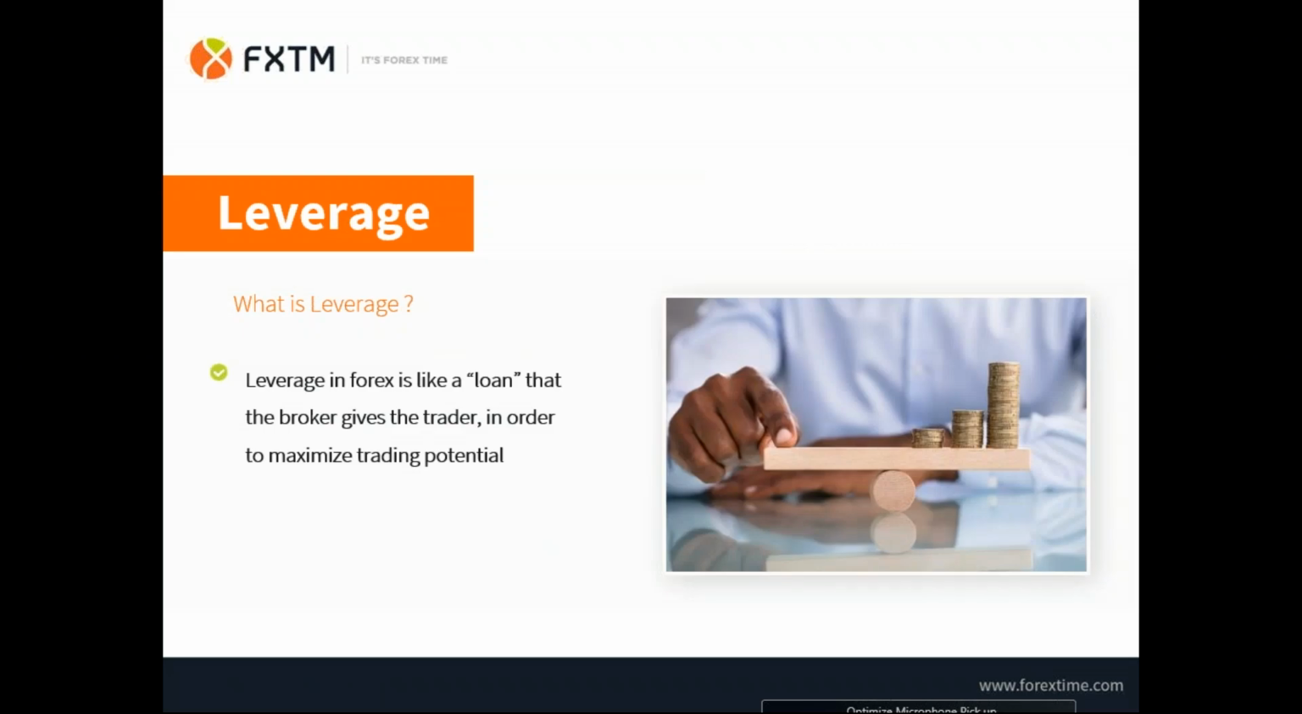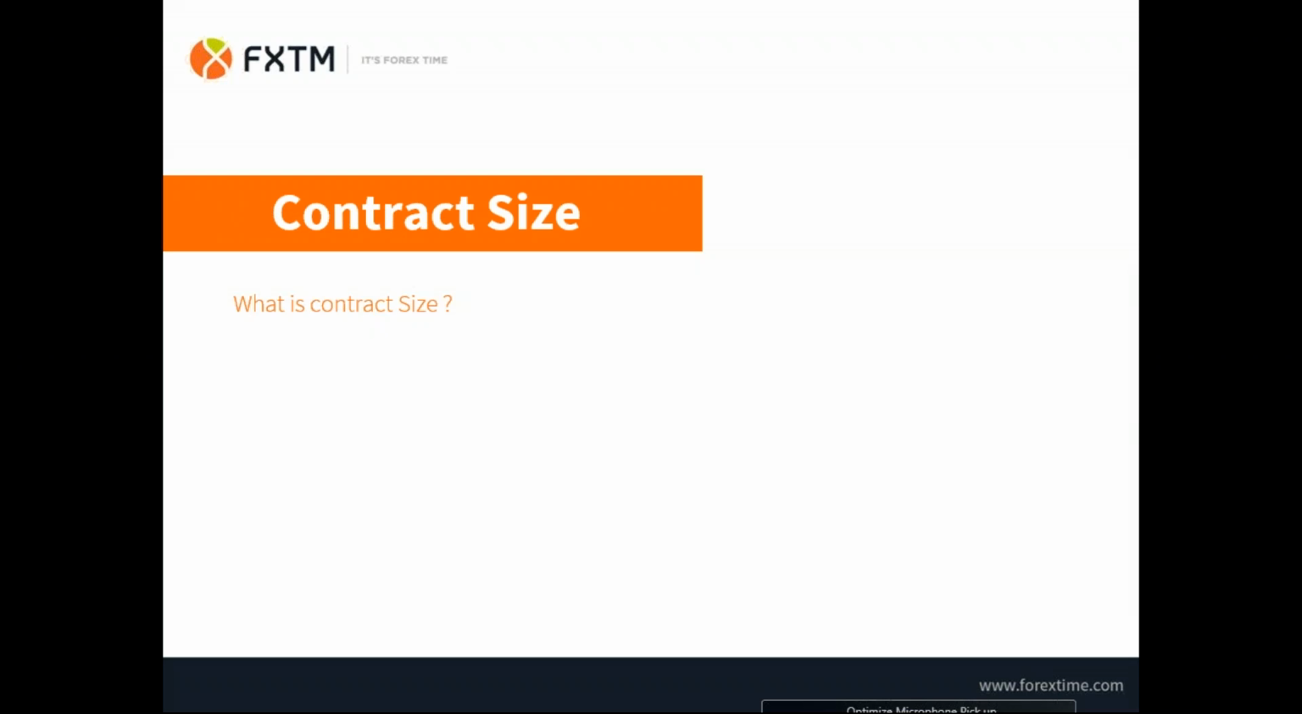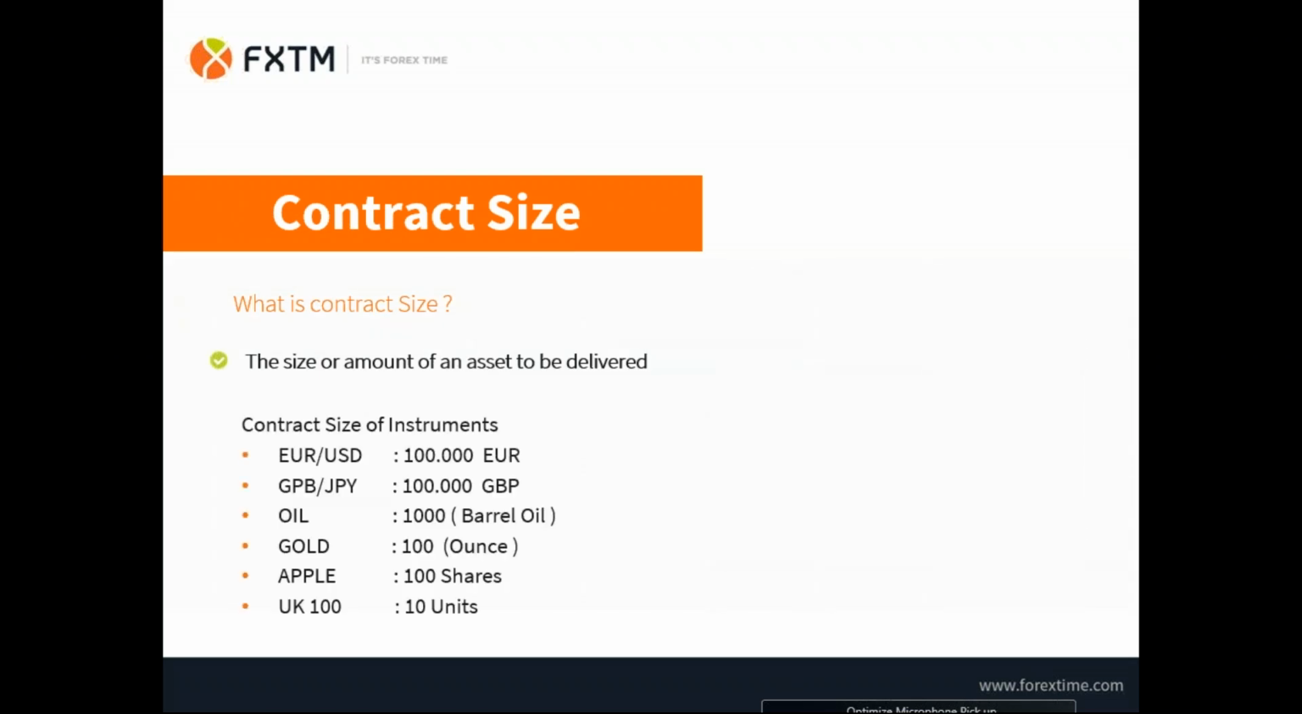We had a discussion about the leverage as well. So let's talk about the contract size. You can see one standard lot in currencies means 100,000 units; in oil, 1,000 barrels; gold, 100 ounces; Apple, 100 shares; UK FTSE, 10 units.